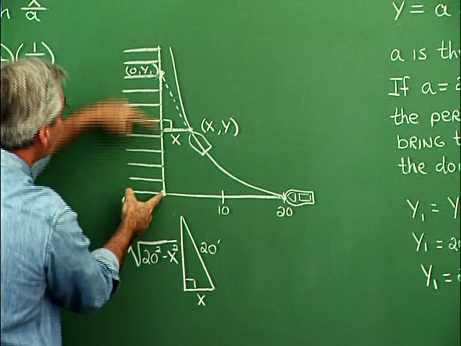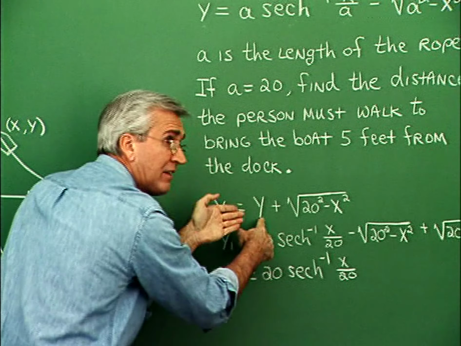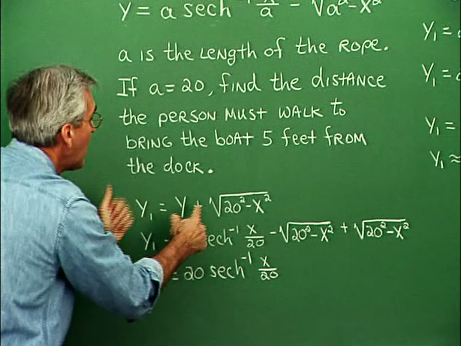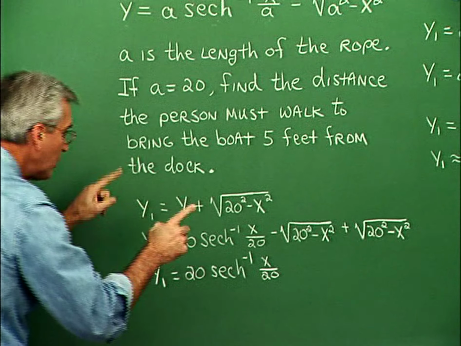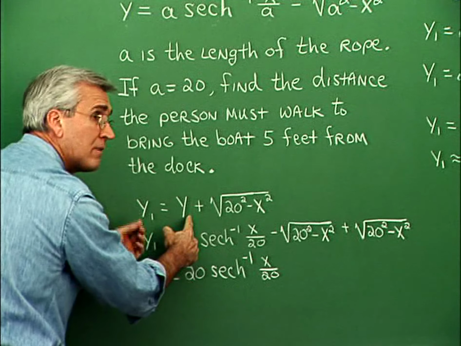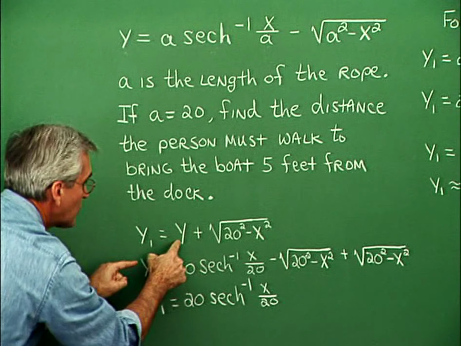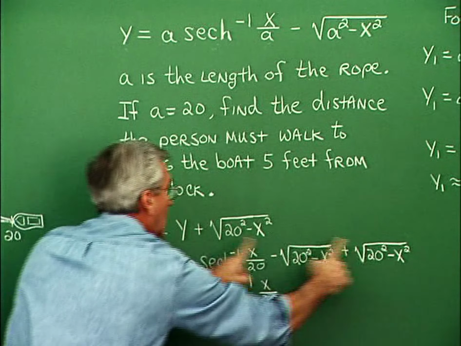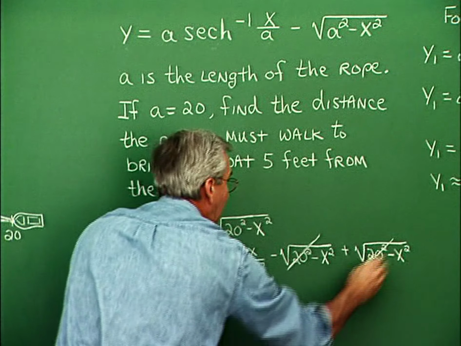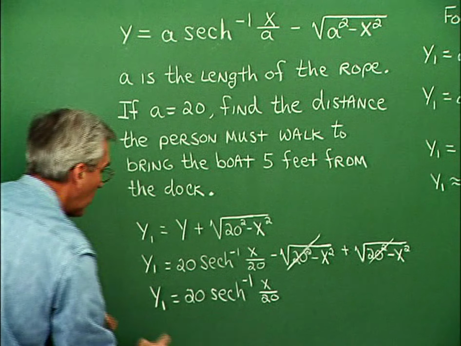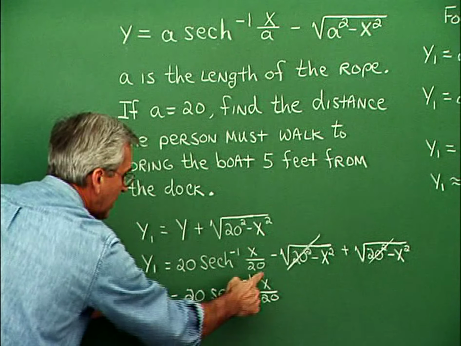So, in calculating this y1, let's come back over here, the y1 is y, the vertical distance associated with that equation up here, plus that square root of 20 squared minus x squared that we just calculated. Now, let's put in the information about y. All right, now that information is from right up here. I'm just going to pop that down here. All right, so this y is this, and this I bring down right here. All right, now, this is minus radical plus same radical. They go out, so we have simply this. So y1 is 20 times the inverse hyperbolic secant of x over 20.